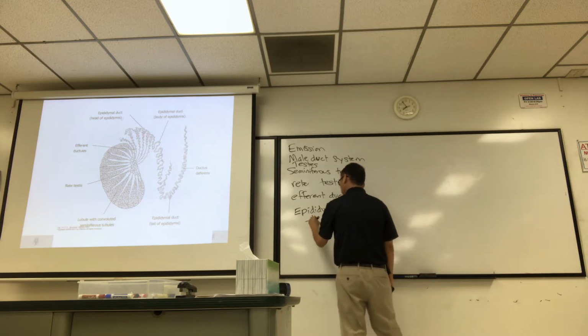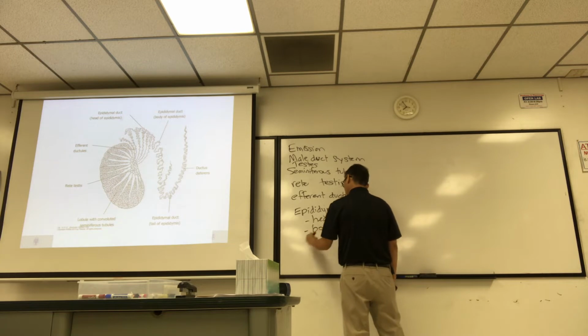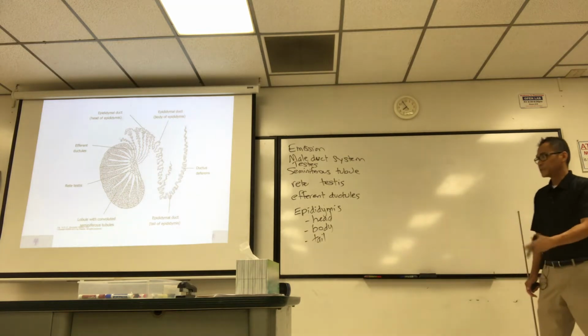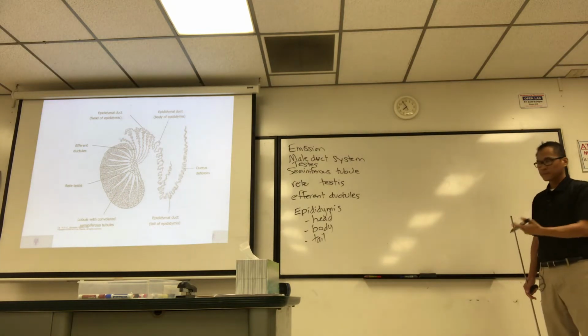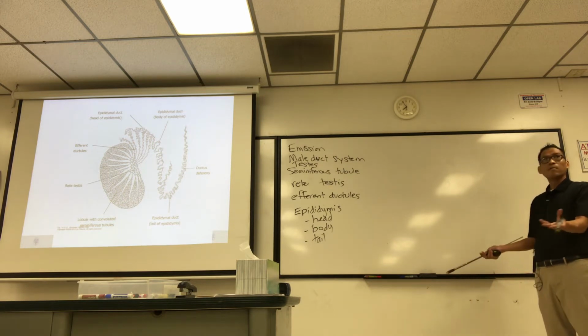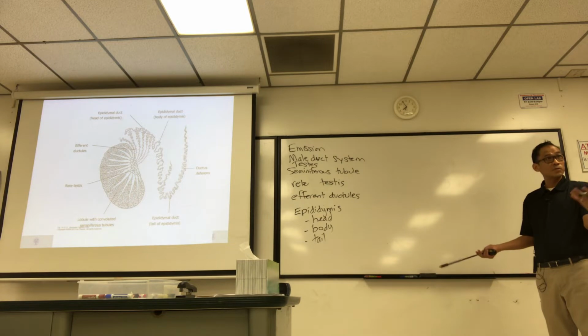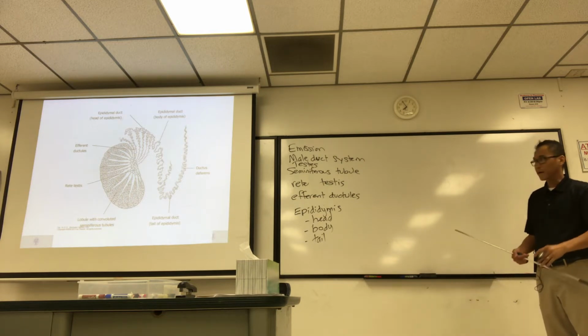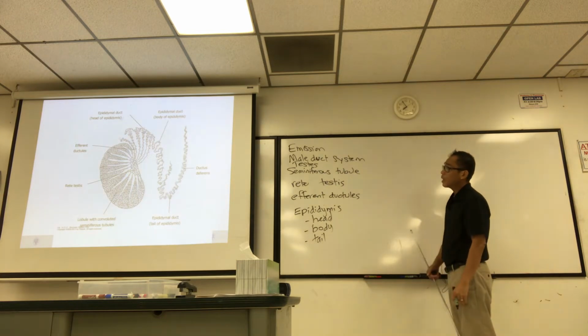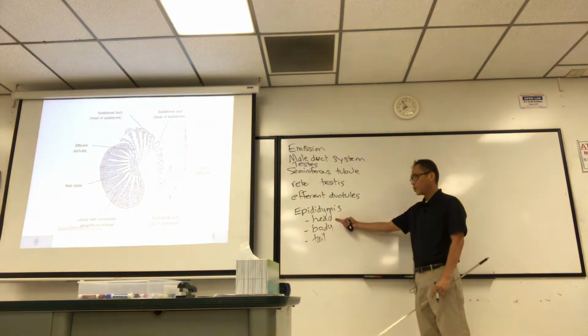E-P-I-D-I-D-Y-M-I-S. But I did teach that there's a head, a body, and a tail. And the proper way to name that is to always put the specific part and what it's of: tail of epididymis. If you just say tail, like a dog tail, if you don't describe your adjective, tail is just a descriptor for the epididymis. Always remember that, okay? There's a lot of things in anatomy you call a head.